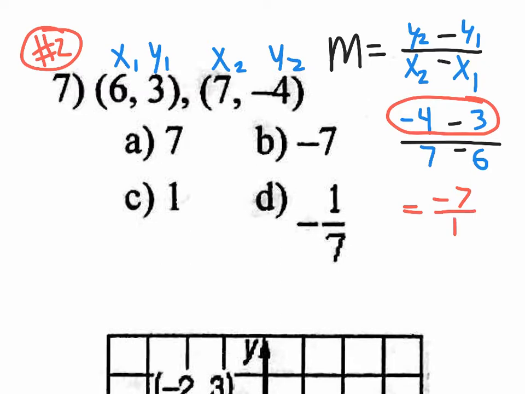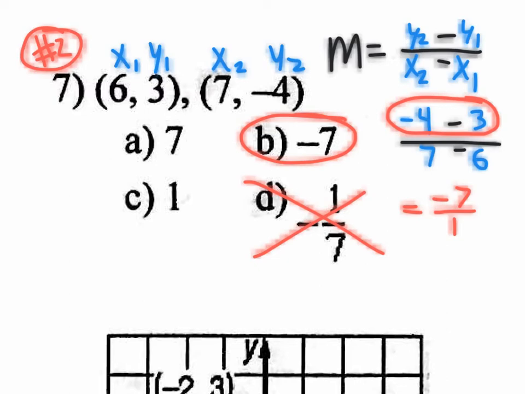So negative 7 divided by 1 is negative 7, which means the answer is B, not D. I saw a lot of people put D as the answer. That's incorrect. So please make sure that you understand any number over 1 is simply that number. Negative 7 over 1 is simply negative 7.